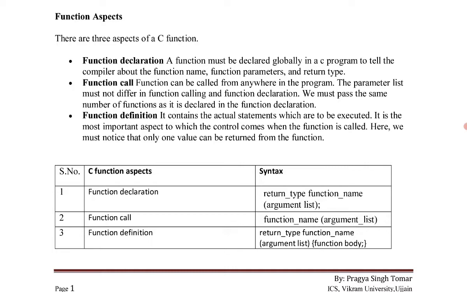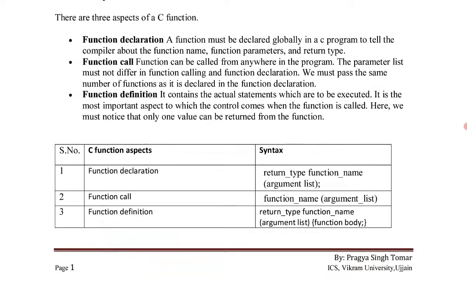Third point is function definition. How to define a function in a C program: return type, generally either integer, float, char, string, like that. Then a space, function name, space, argument list or parameter list separated by commas, and within the brackets the function body. So, these are the three important components of a function.